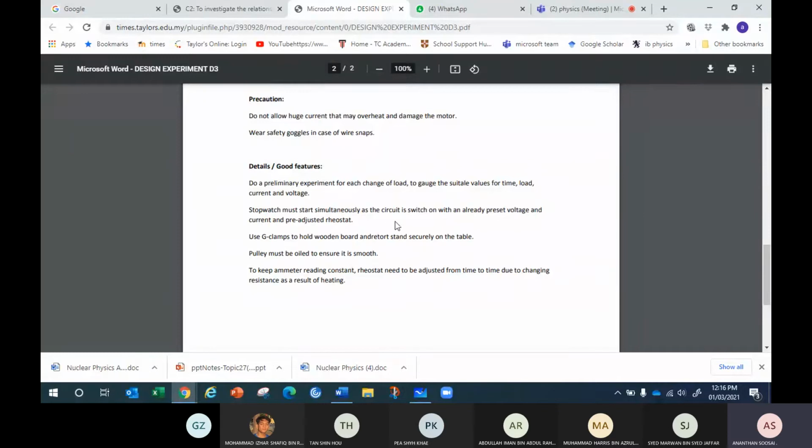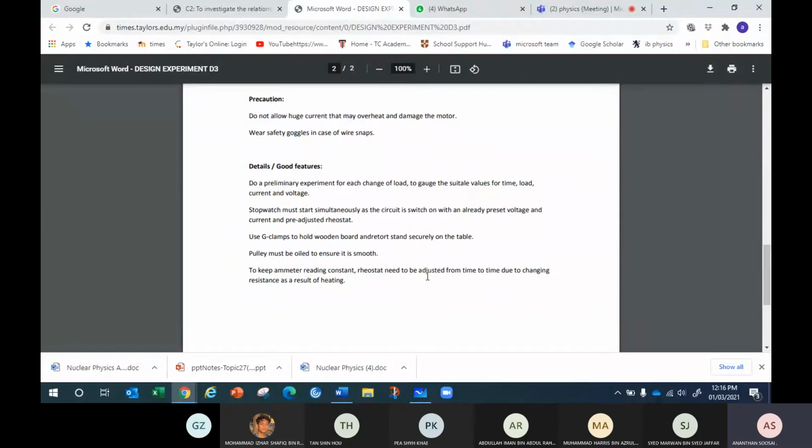Okay, use a stopwatch simultaneously with the circuit, in which the voltage and current are already pre-adjusted with the rheostat. Start the stopwatch when you switch on the motor. Use a G-clamp to hold it securely on the table. The pulley must be oiled. Whenever there is a pulley, you say a frictionless pulley is to be used. And keep the ammeter reading. The rheostat needs to be adjusted.